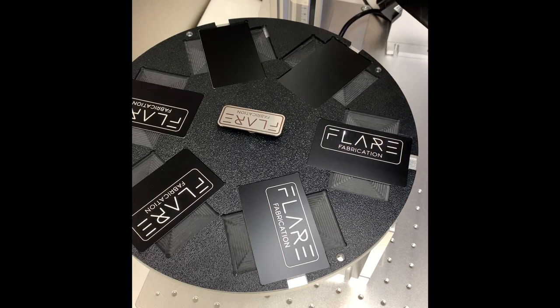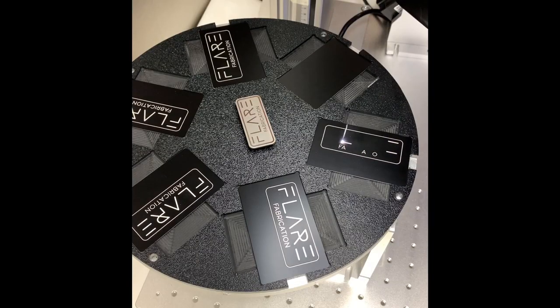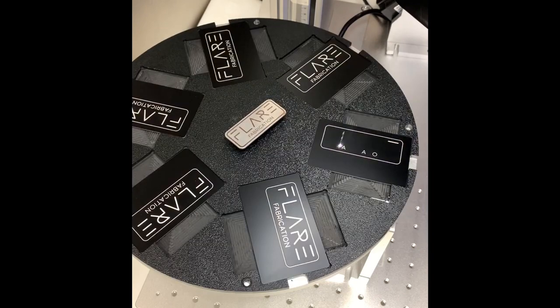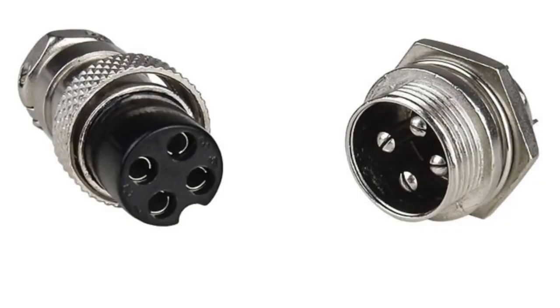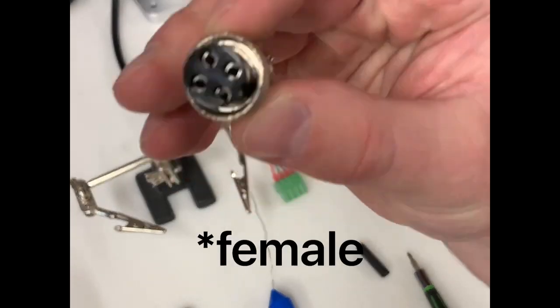When I received the rotary table, the motor was terminated with this 4-pin connector, which would install directly onto the stepper driver. But since my machine already has a port for the rotary, I wanted to be able to plug it in directly to the back of my machine, just like I would with my normal rotary chuck. To do this, I just purchased one of these GX16 4-pin aviation connectors, which can be easily found online for very cheap. They tend to come in pairs, but we just need the male side in this case.